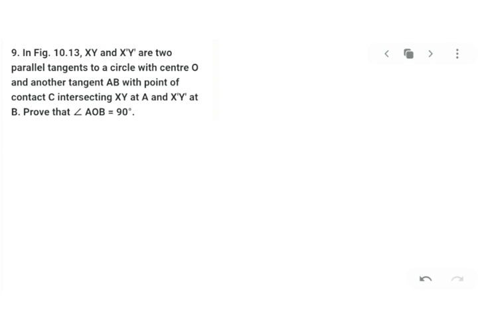We have in the figure, okay, here the figure is missing, so I'll draw it for you and it goes something like this. We have a circle, xy and x dash y dash are two parallel tangents to the circle. So I'll take this as xy and this as x dash y dash. Okay, are two parallel tangents to a circle with center O. And there's another tangent AB with point of contact C intersecting xy at A and x dash y dash at B.